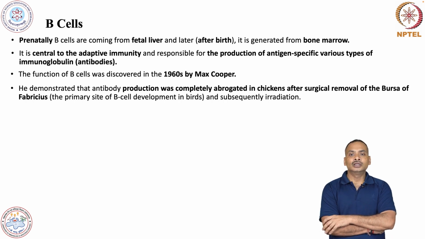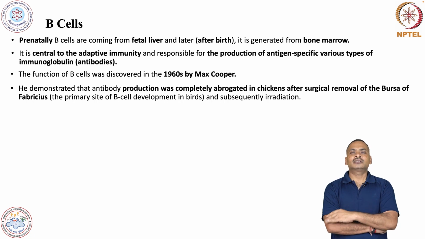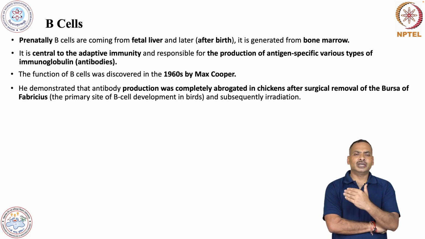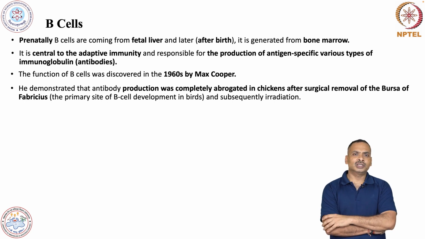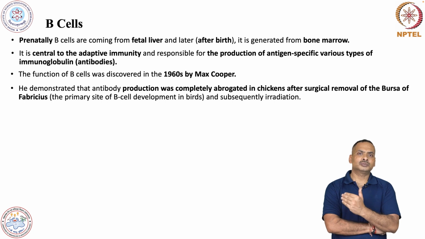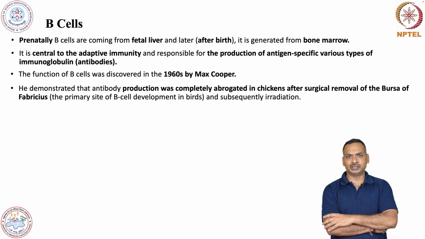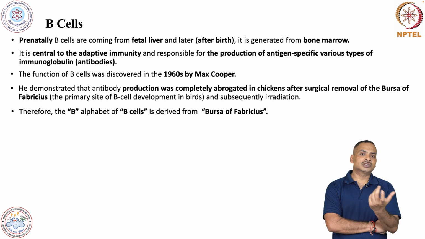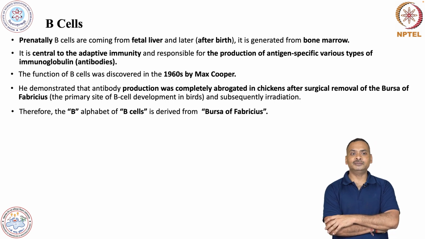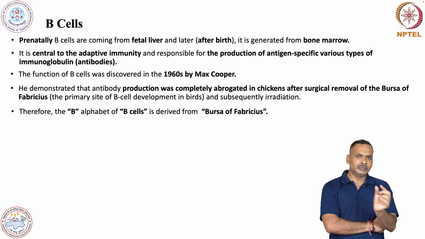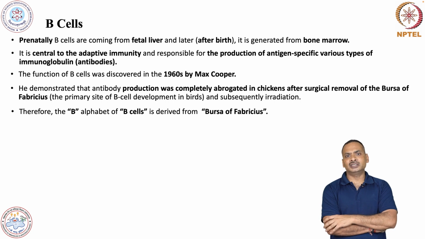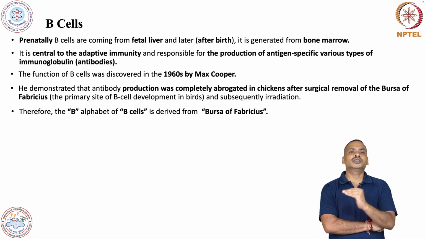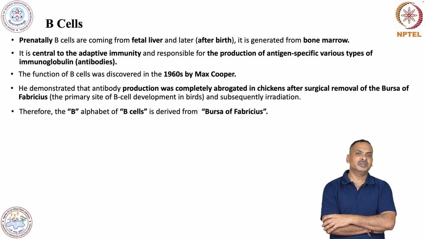So by his work it became known that this organ plays a very important role in B cell production as well as antibody production. After this work, these cells were called B cells. This B alphabet is derived from the organ name: B stands for bursa of Fabricius, and from that time onward we call these antibody producing cells B cells.